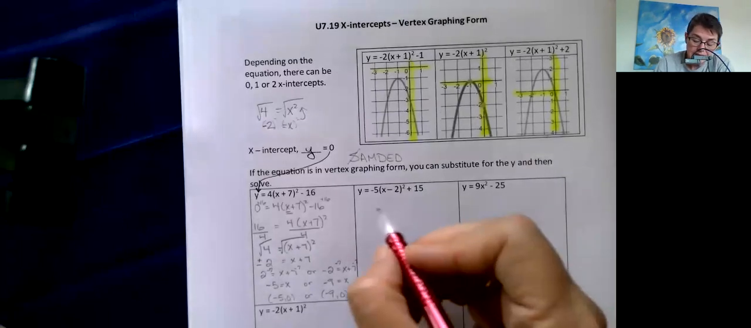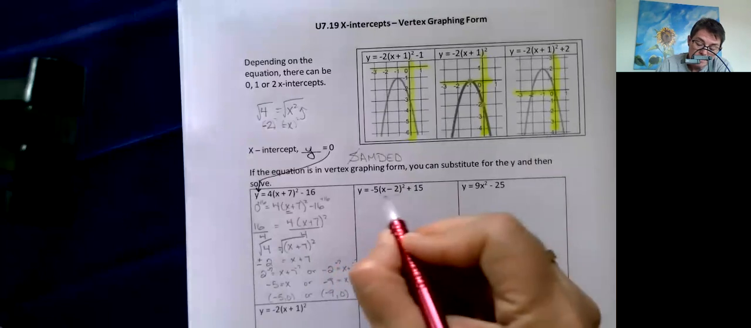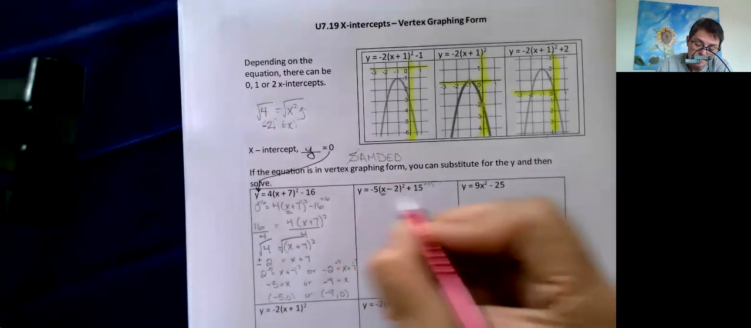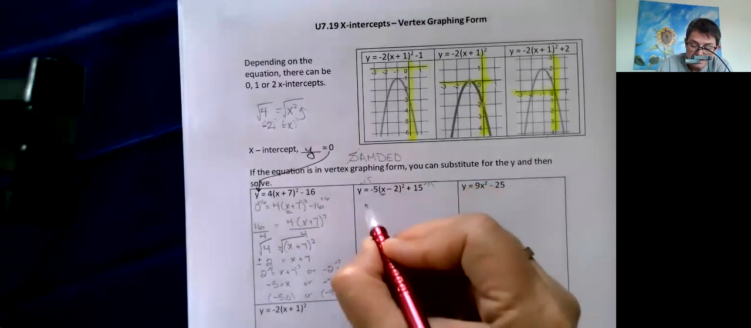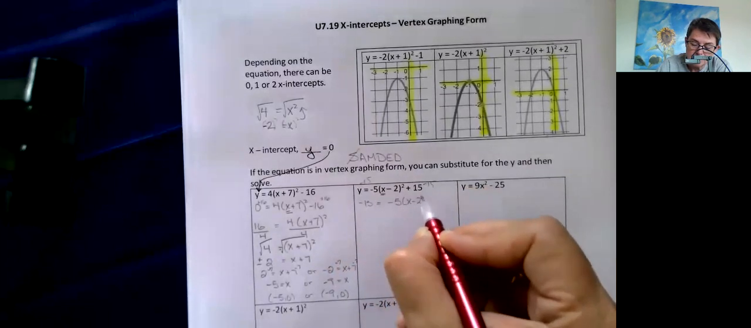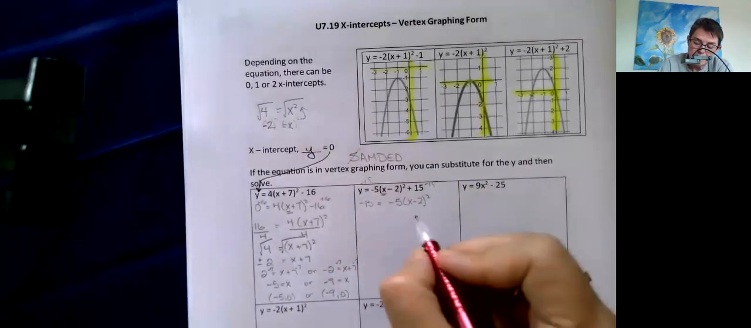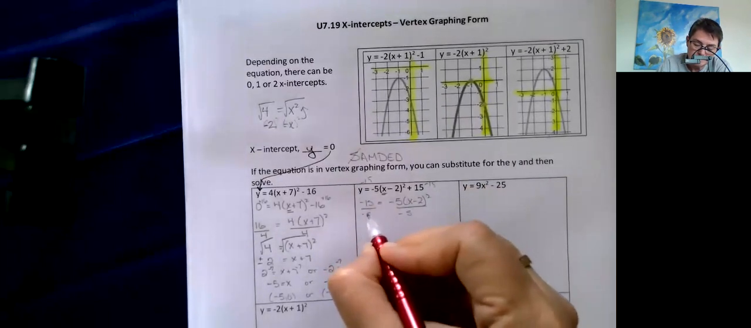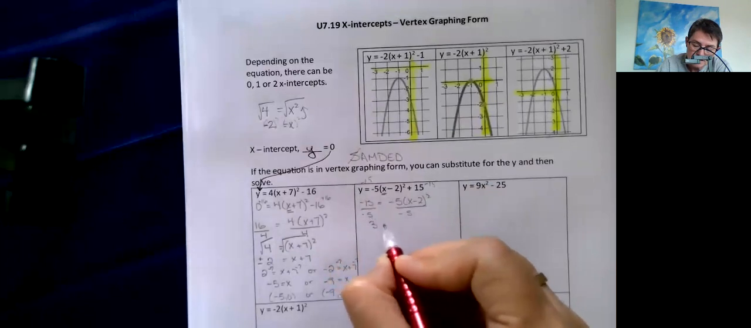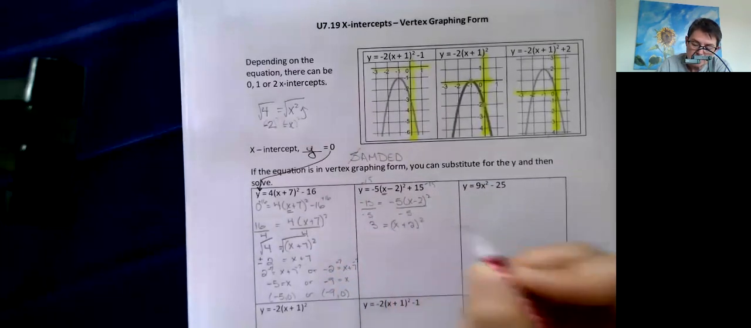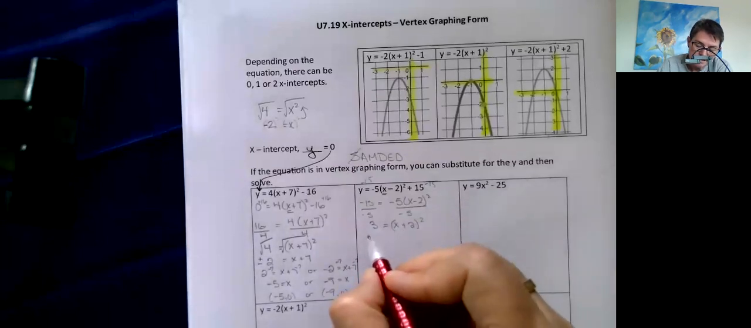Okay, and I trust you did that. So I want to get this x by itself, so I'm going to start by moving the 15 over. So I've got minus 15 is equal to minus 5 times (x plus 2) squared. Now we'll divide by minus 5. So we get 3 is equal to (x plus 2) squared. And then we do the square root thing.